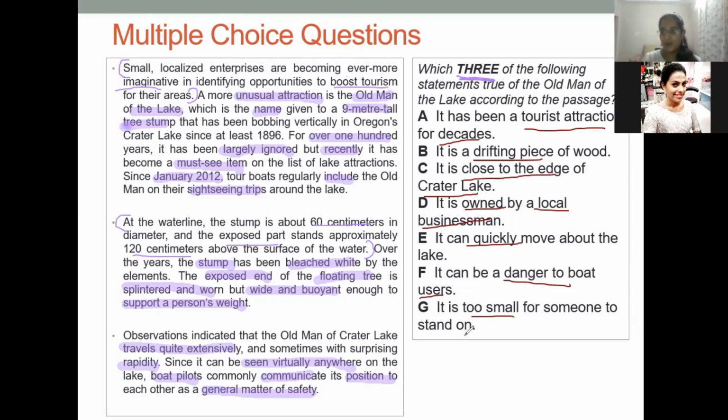Now, we've gone through the text. I've read out the options. You need to pick 3 statements which are true and are present perfectly as they are from the list of options which are present in the passage. Please send me the answers in the chat. I'll give you about 2 to 3 minutes to do this.